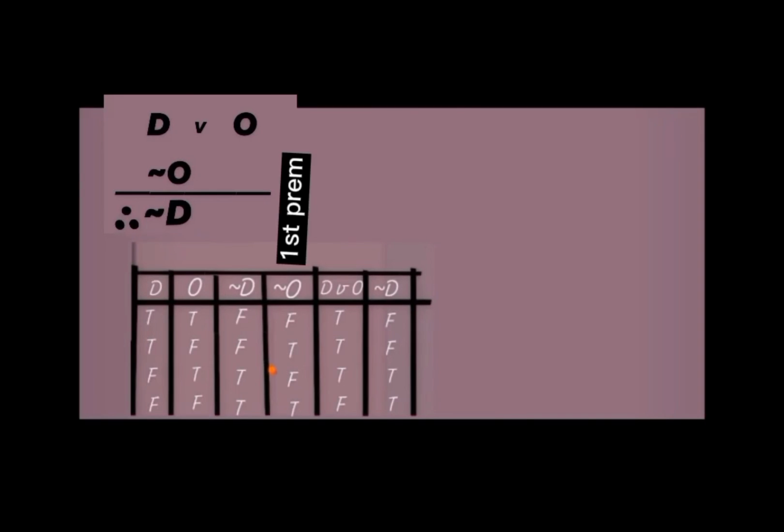The symbolic forms are D or O, negation O, therefore negation D. The first premise is D or O, and the second premise is negation O. I made a truth table to test the validity of my argument, and the result is invalid.